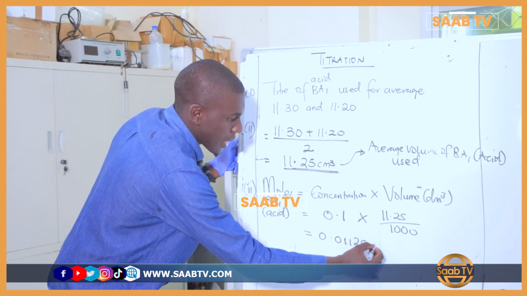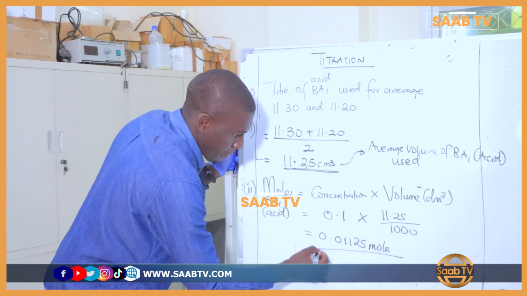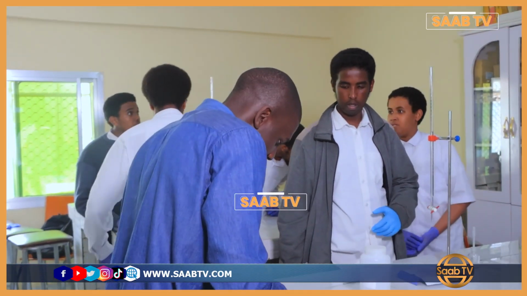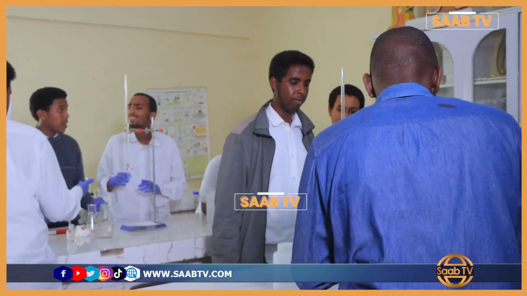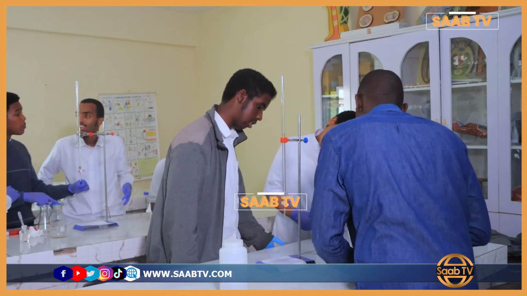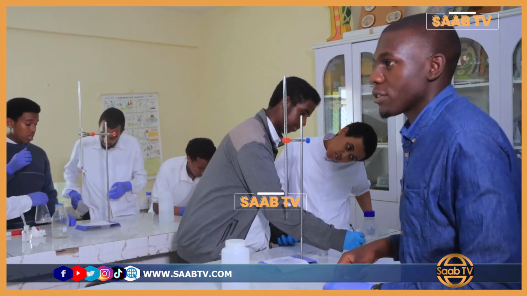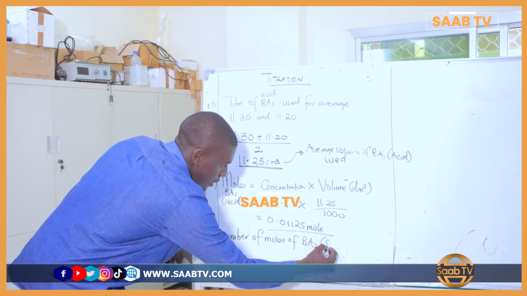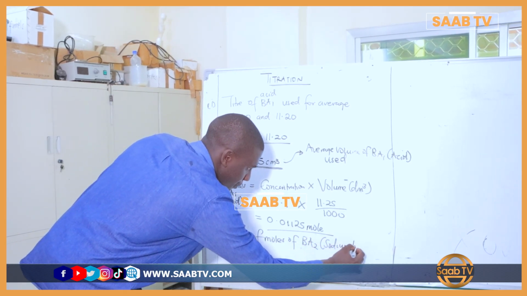1125. So these are the moles of the acid we used. Then the next part, we are going to get the moles of BA2, that is the sodium hydroxide we used. We are looking for the number of moles of BA2. BA2 is the sodium hydroxide, okay?